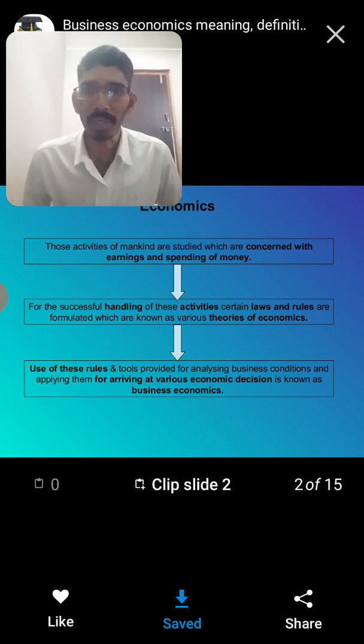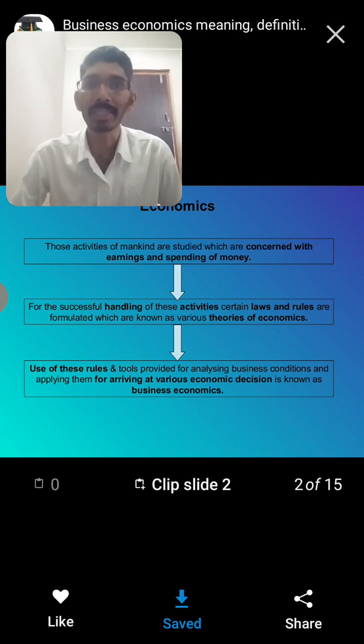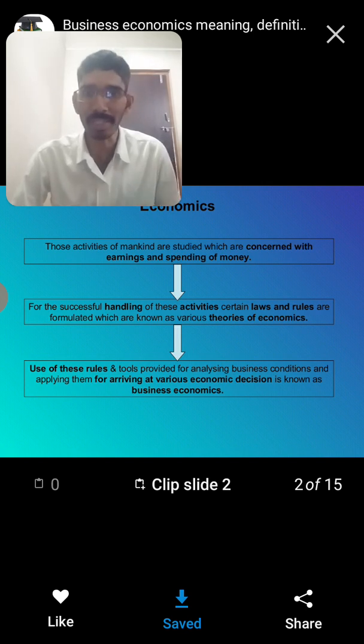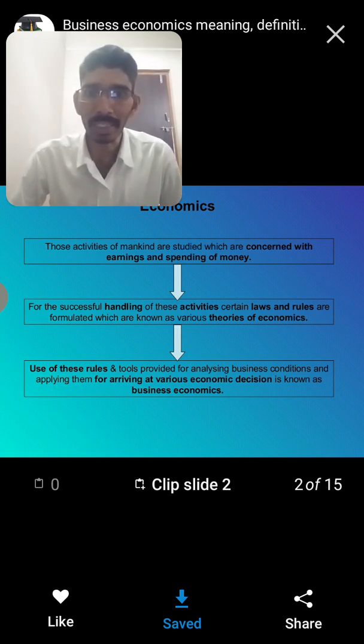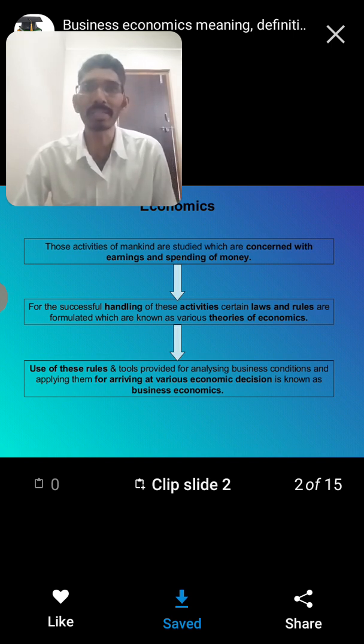For handling these activities, we follow rules, regulations and laws to formulate the various theories of economics. We use these rules and regulations to analyze business conditions and arrive at economic decisions, which is known as business economics. The application of economic theory to business management is called business economics.